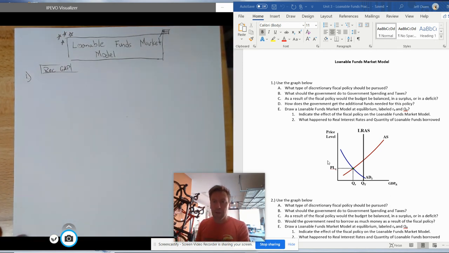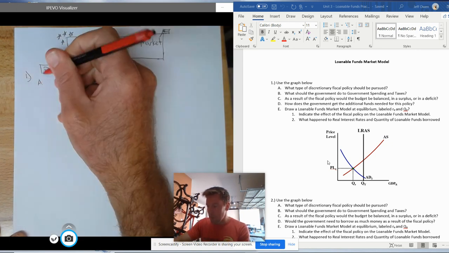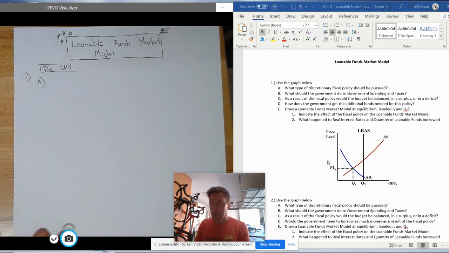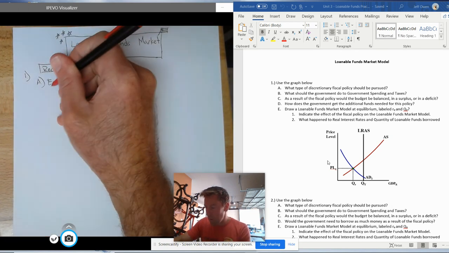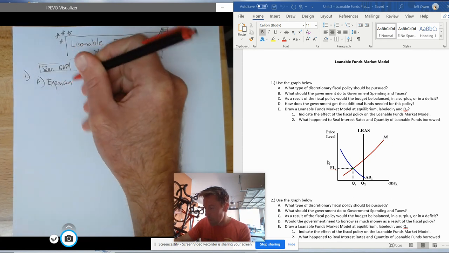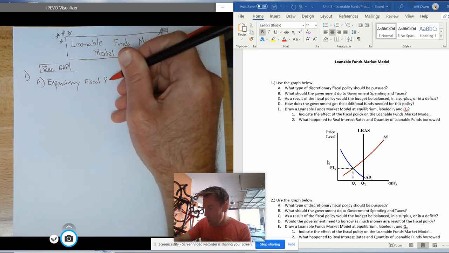What type of discretionary fiscal policy should be pursued? Well, if we're in a recession, what are we going to want to do? We're going to want to get out of that. We need to expand our output. So we want an expansionary fiscal policy. So expansionary, yep, spelled that wrong, fiscal policy.